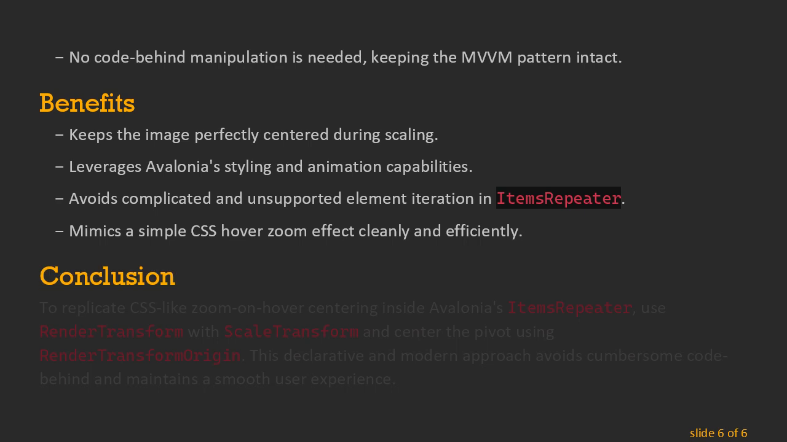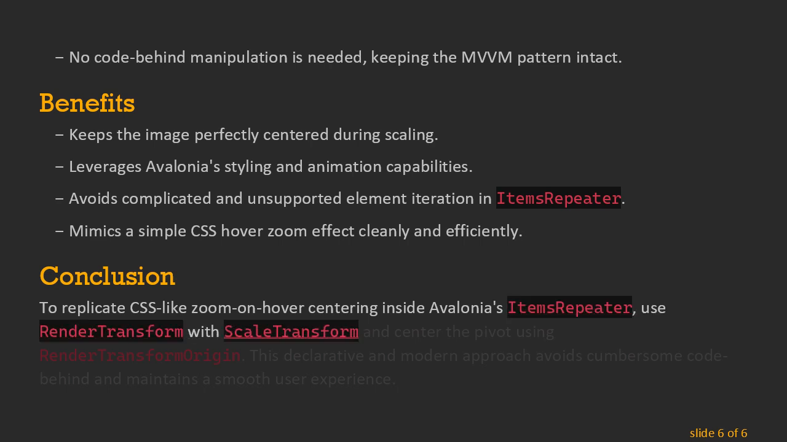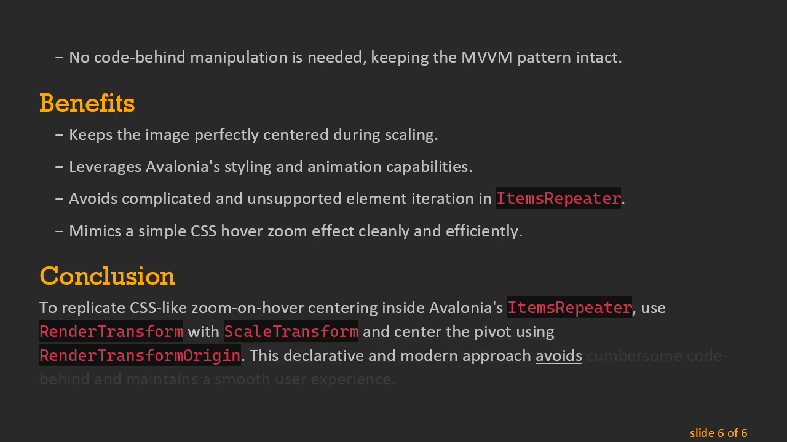Conclusion. To replicate CSS-like zoom on hover centering inside Avalonia's ItemsRepeater, use RenderTransform with ScaleTransform and center the pivot using RenderTransformOrigin. This declarative and modern approach avoids cumbersome code behind and maintains a smooth user experience.